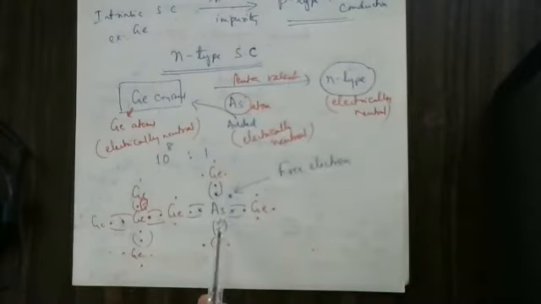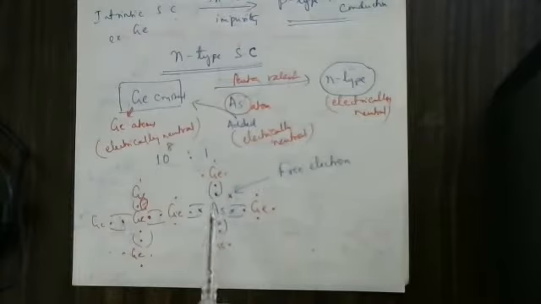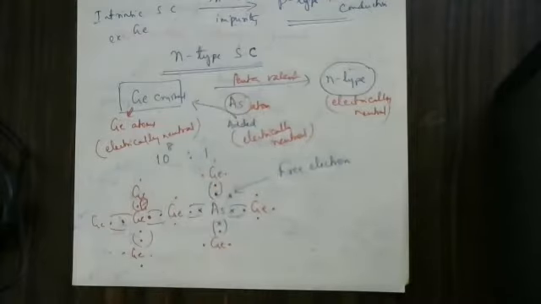If you are adding one arsenic atom, you are going to get one free electron. Don't forget, this is by the addition of an arsenic atom, a pentavalent impurity.